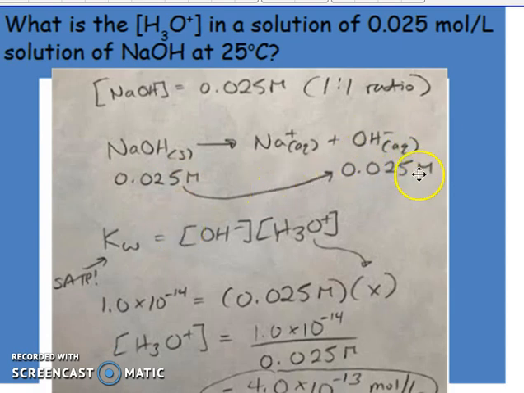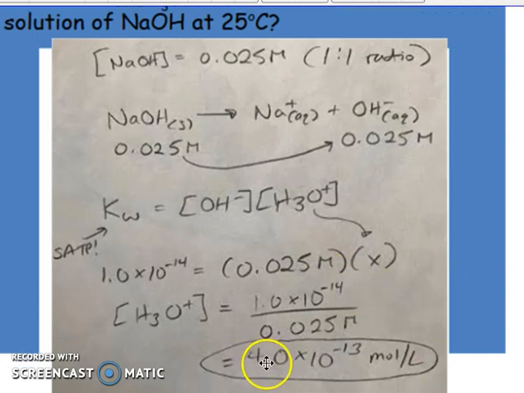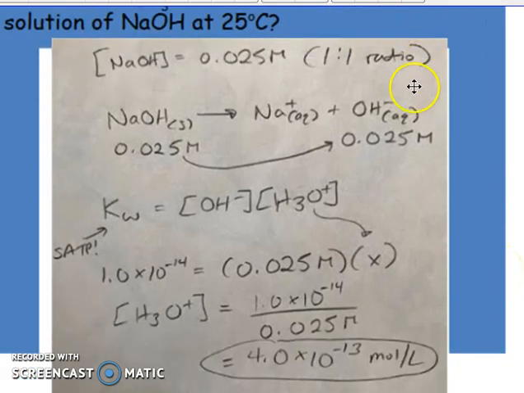So now we have hydroxide, and to find hydronium, because this is at SATP, we can use our KW standard. In any solution at SATP, the hydronium times our hydroxide should equal 1.0 times 10 to the negative 14. So we have our OH, and we're solving for hydronium. We simply rearrange that, and we get 4.0 times 10 to the negative 13 moles per liter. And of course, it's 2 significant digits.